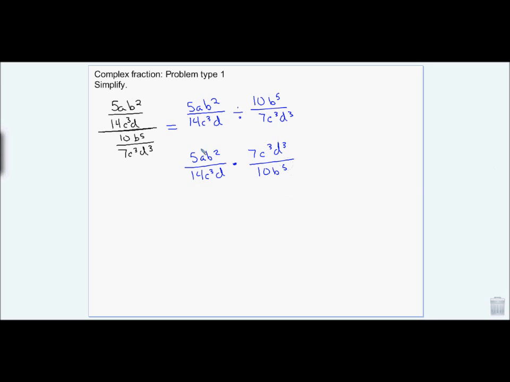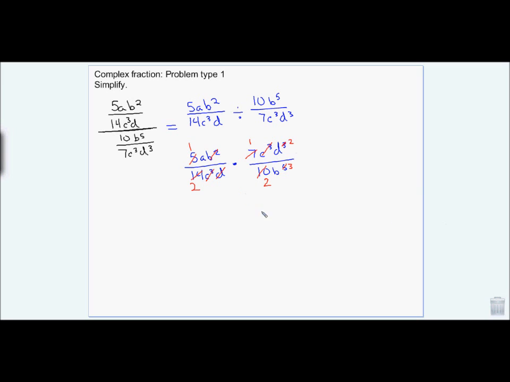Now that I've done that, I can start looking at cross cancellation. 5 and 10 both divide by 5. I have an A here, no A's here, but I have 2 B's and 3 B's. These 2 B's will cancel out with 2 of these B's, leaving me a 3. Between these two fractions, 14 and 7 both divide by 7. I have 3 C's and 3 C's, so those will cancel each other out completely. I have 1 D and 3 D's, so one of those D's will cancel out, leaving me 2.